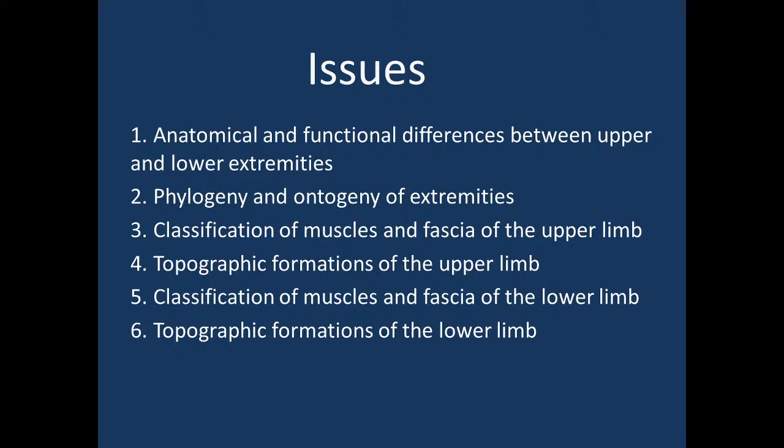There are 6 issues today. We will start by discussing the difference between upper and lower extremities, and then under discussion will be development, phylogeny and ontogeny of the extremity, and then we will study muscles, fascia and topographic formations of the upper limb first, and then the muscles, fascia and topographic formations of the lower limb.